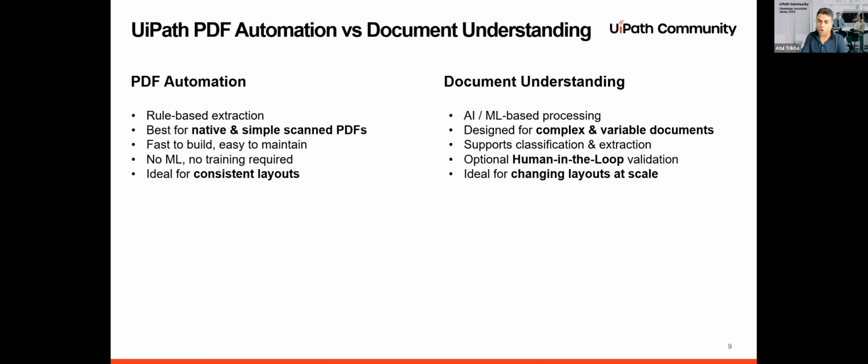We are not going to cover Document Understanding today. Our focus will be more towards PDF automation. But at a high level, this is what the difference looks like. PDF automation is rule-based and more deterministic. If your documents are consistent, this approach is fast, reliable, and easy to maintain. Document Understanding is designed for complexity. It uses AI and optional human validation to handle variability at scale. So from my experience, the best approach is to start simple. If your documents or PDFs are simple, start with PDF automation. And if it starts becoming complex, with a lot of variability, that's where Document Understanding will come into the picture.